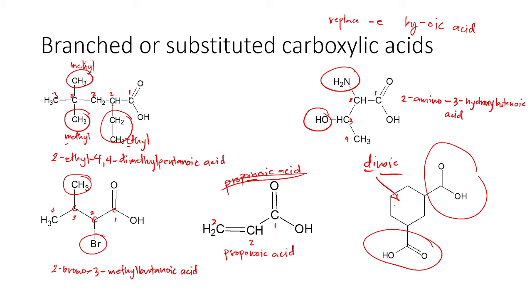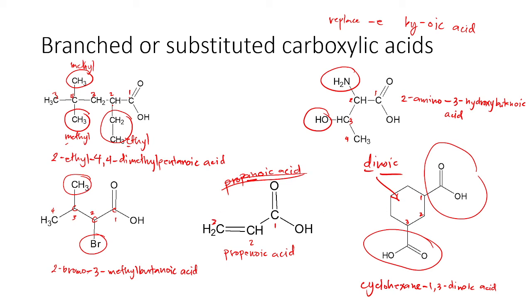Okay? So, as you may see here, we have here a cyclohexane. So, you just need to write that. You have here cyclohexane. Then, lagyan natin ng pwesto. So, we can count this as 1. Wait, this is 2. And this is 3. So, we will have here cyclohexane-1,3-dioic acid. So that is how we name some branched or substituted carboxylic acid.